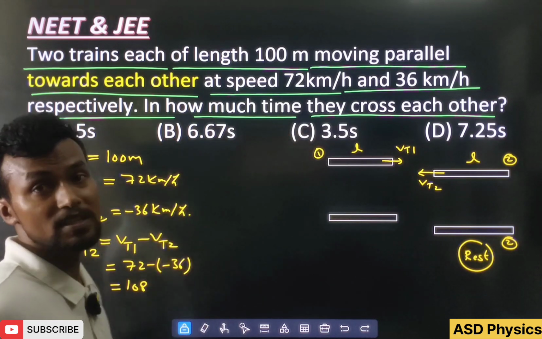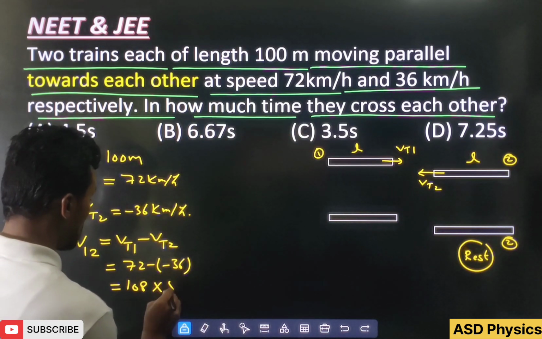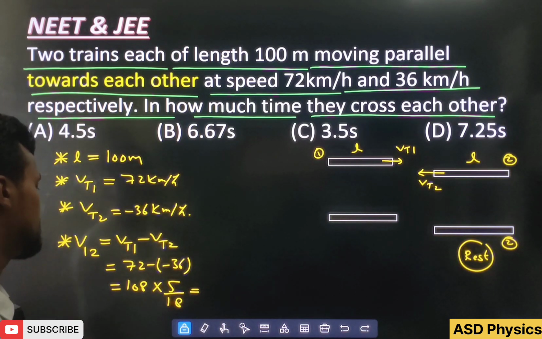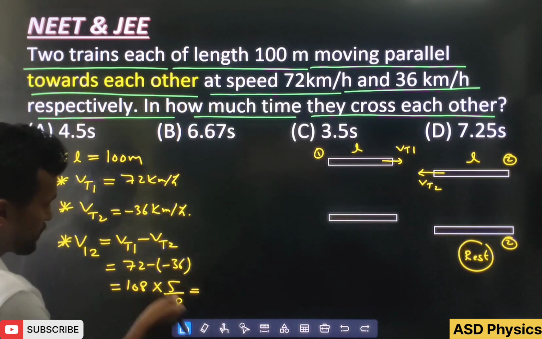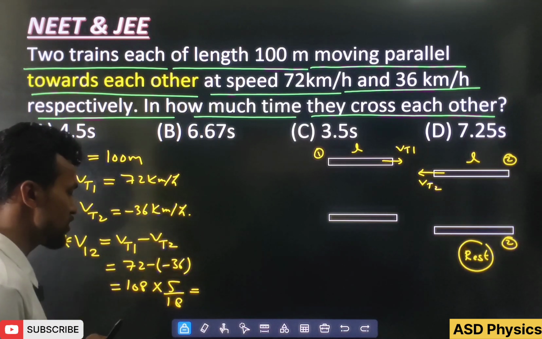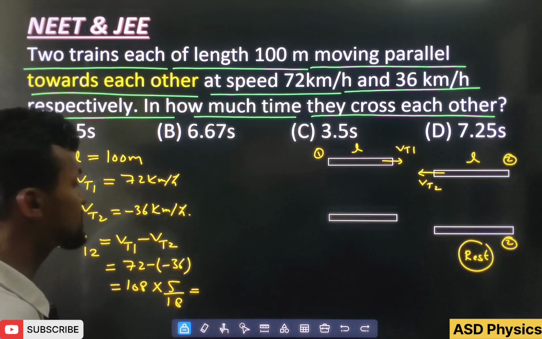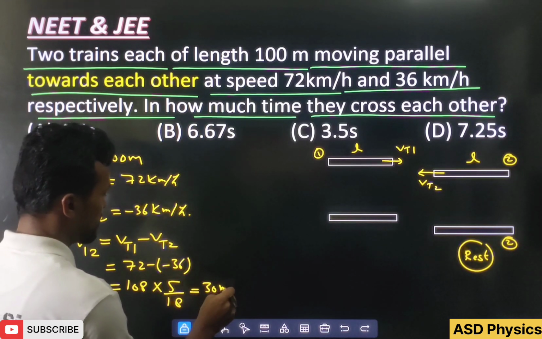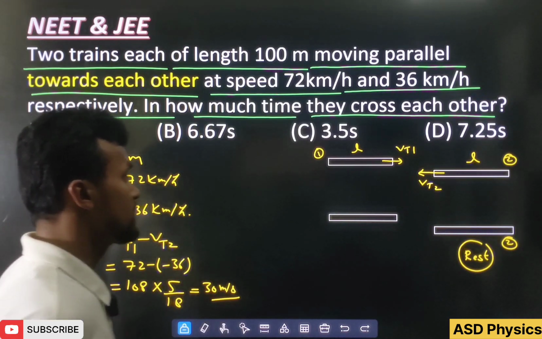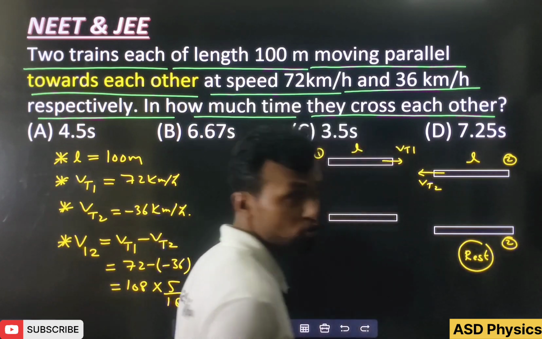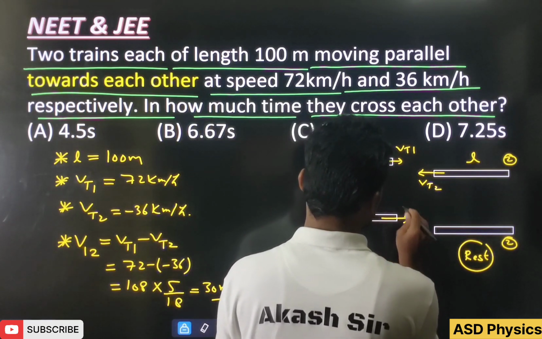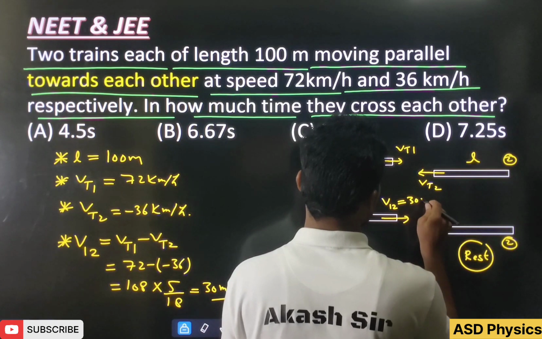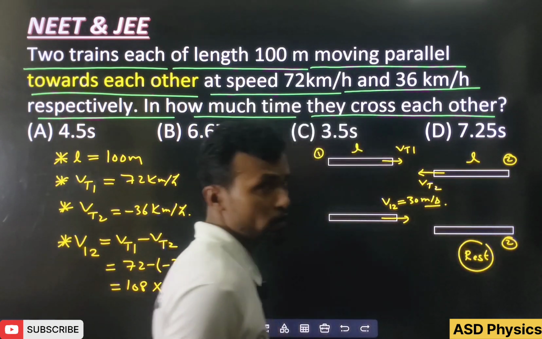But all the answers are in seconds, so converting kilometer per hour to meter per second, we have to multiply by 5 by 18. Simplifying, 108 by 18 is 6 times, and 6 into 5 is 30 meter per second. That is correct. So when train 2 is at rest, train 1 is moving with a speed of 30 meter per second, the velocity of train 1 with respect to 2.